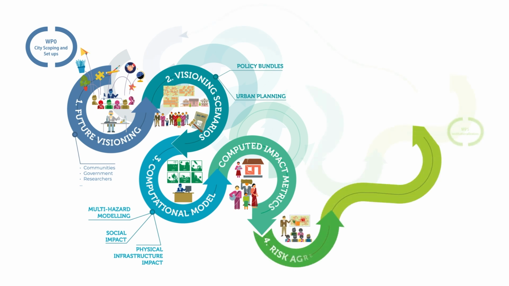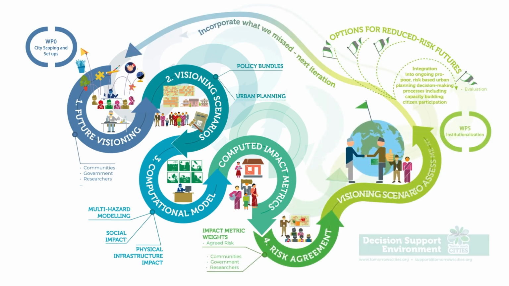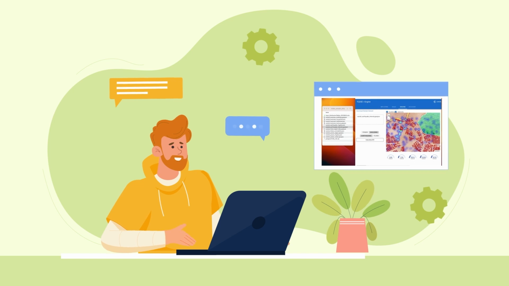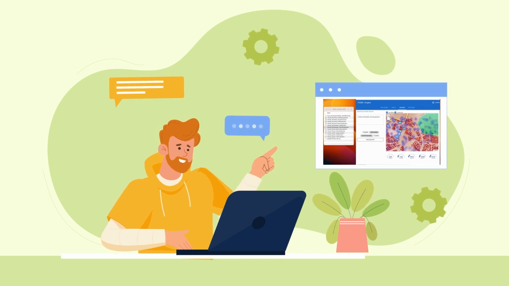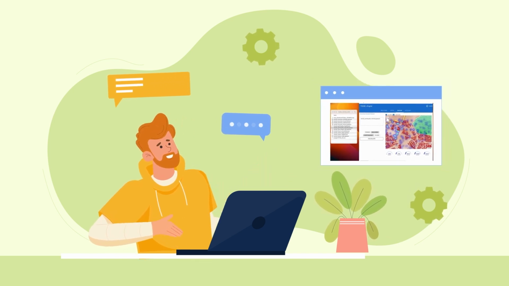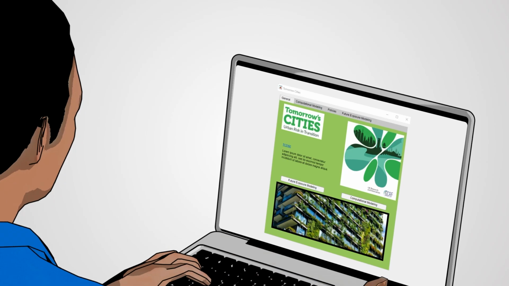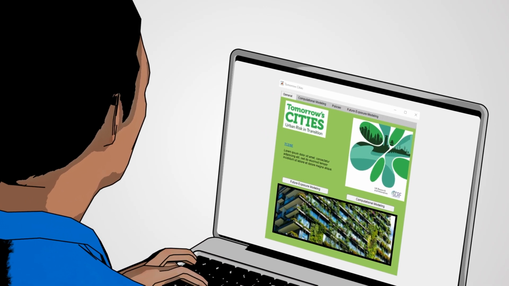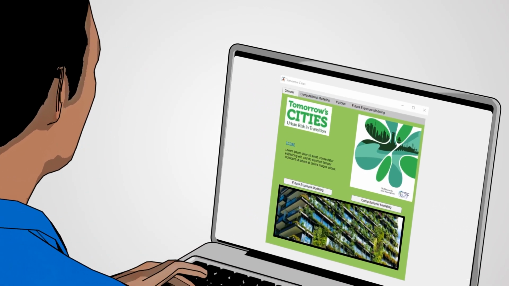In the fourth phase, the impact results presented in familiar metrics are shared with stakeholders for discussions on mitigation policies, implementation challenges, and adjustments to the urban plan to minimize disaster risk. In Tomorrow's Cities, these components were integrated using a dedicated computational platform developed as part of the project, which we will be learning about in this module and is showcased at the end of this video.